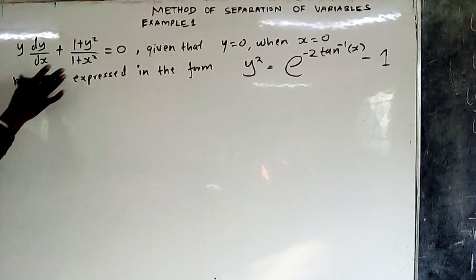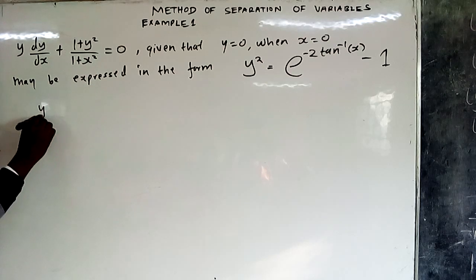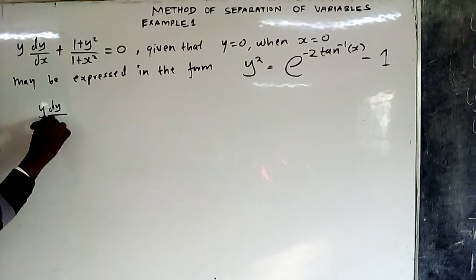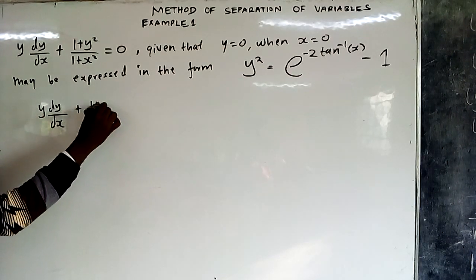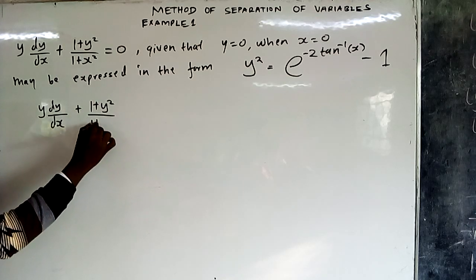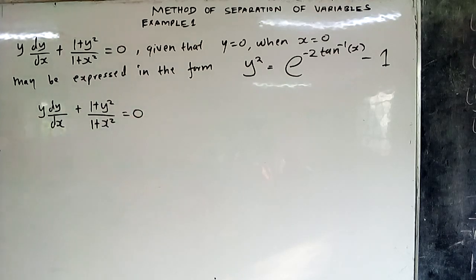So here, this is the differential equation. You've been given y dy over dx plus (1 plus y squared) over (1 plus x squared) is equal to 0. In many cases, if you want to solve a first order ordinary differential equation, you can see the derivative dy over dx is first order, isn't it? So the first method to confirm is the method of separation of variables.